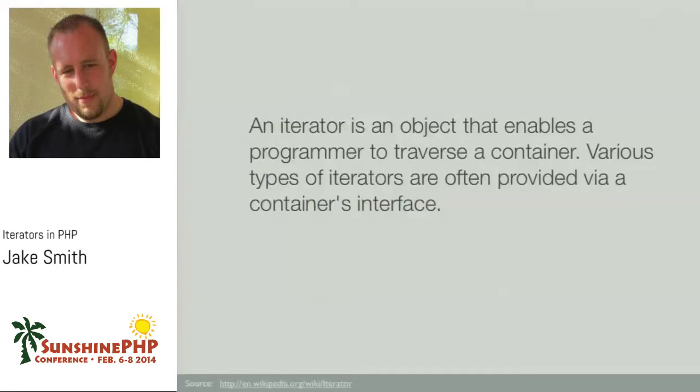So I usually like to have just a random wiki definition of what something is, and it just has to be there. This is what Wikipedia defines an iterator as: an object that enables a programmer to traverse a container. That's really all it is.